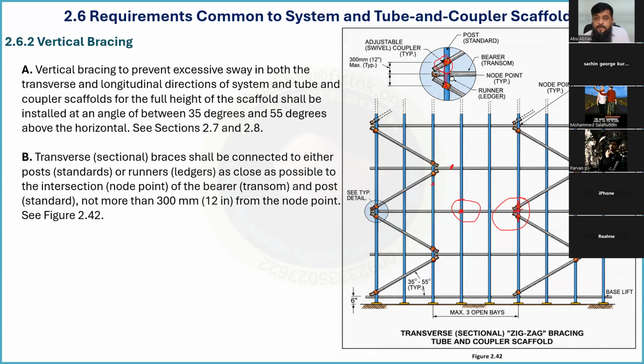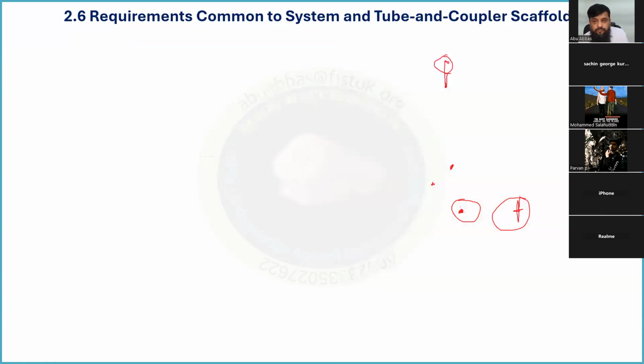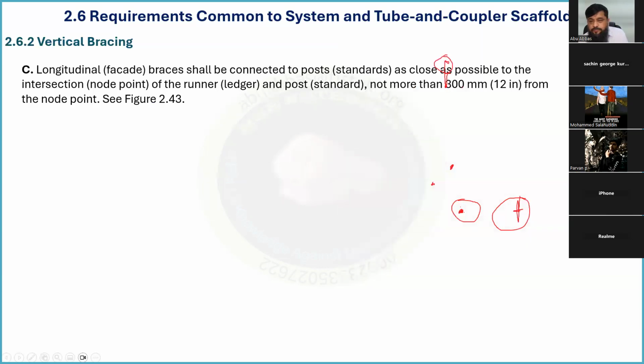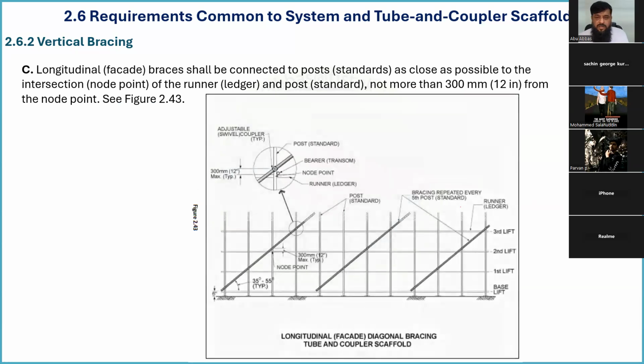Next point we have longitudinal facade braces shall be connected to post standard as close as possible to the intersection node point of runner ledger. And now we are talking about the facade brace. And not less than 300 mm, 12 inches from the node point. Again, the same node point definition and same thing we are talking about.